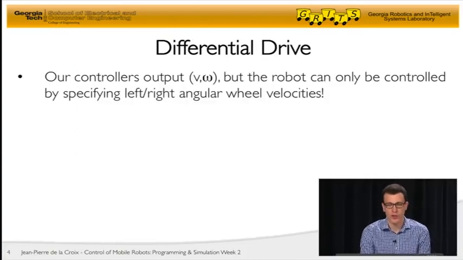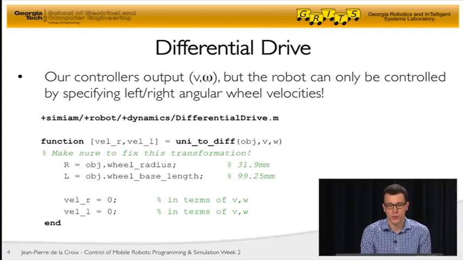The first part of this assignment is to convert the linear and angular velocity in the controllers to the left and right angular wheel velocities on the mobile robot. You will do this in the uni-to-diff function, which is defined in the differential_drive.m file. This function takes in the linear and angular velocity of the robot and returns the left and right wheel speeds. This skeleton code shows you how to retrieve the radius of the wheel r and the distance between the two wheels l, which you will need to use to calculate the left and right wheel speeds.